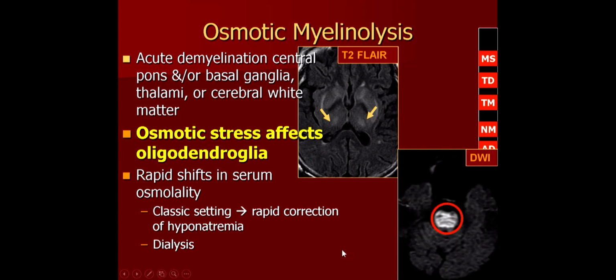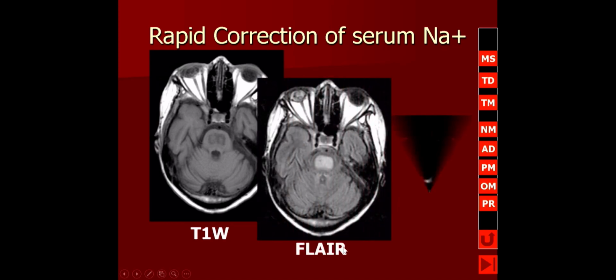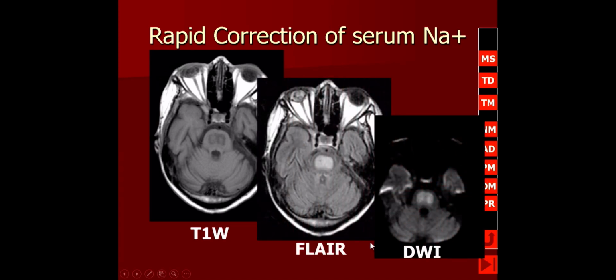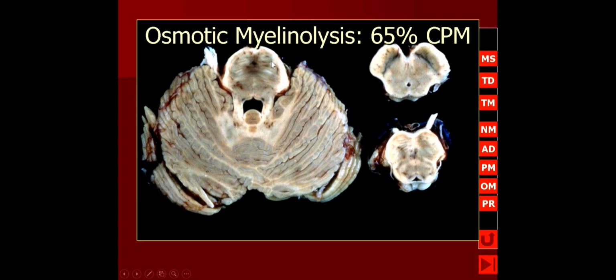It can have restricted diffusion. It can be dark on the ADC map. And again, pathologically, it's a loss of myelin in this central portion of the pons. This is not how we like to see our patients, but all of this discoloration here in the central pons is because of osmotic demyelination.